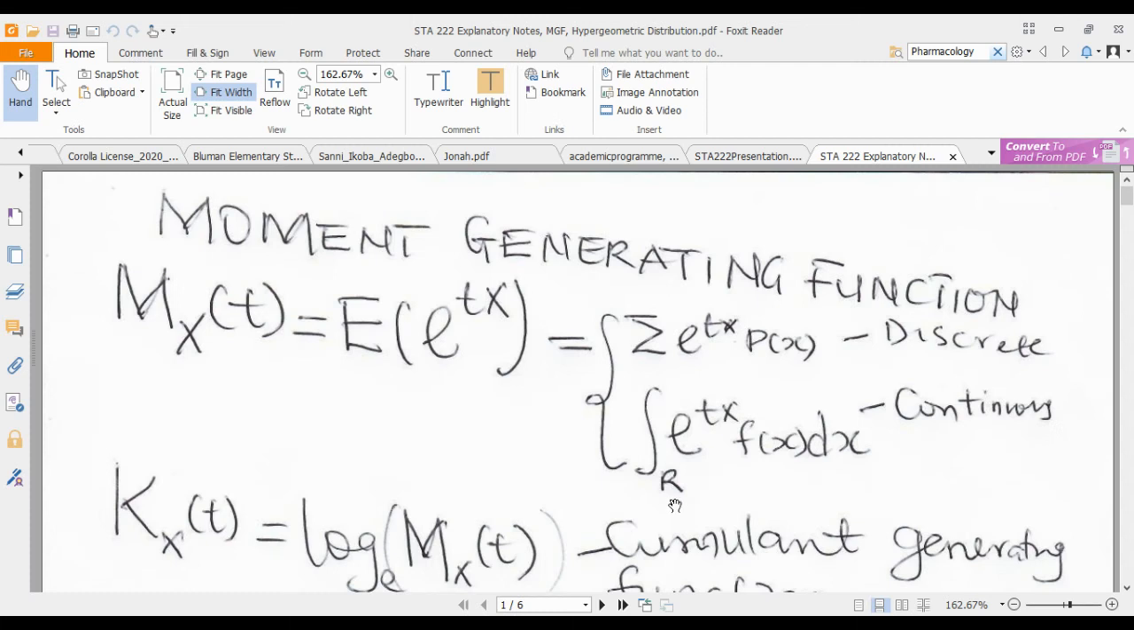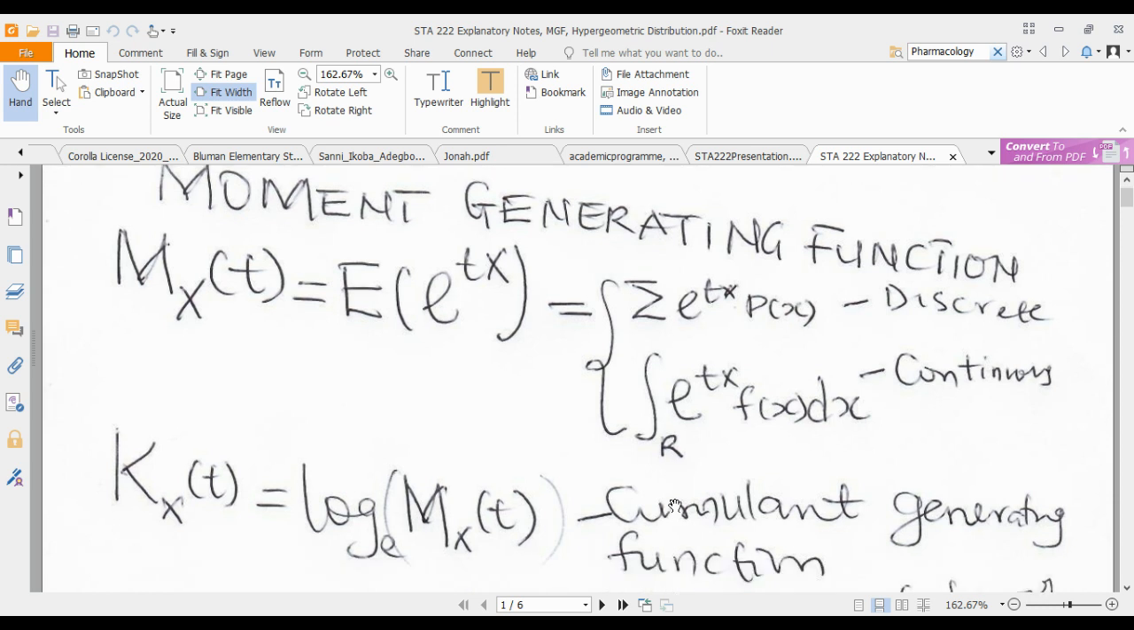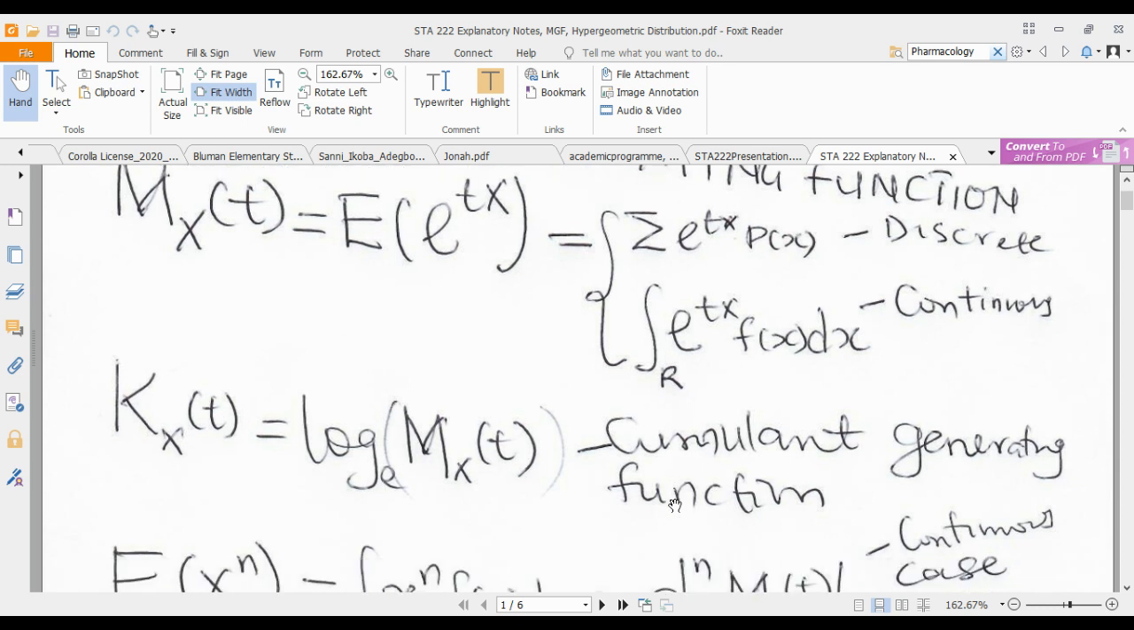The moment generating function is given by M_X(t), which is equal to the expected value of e to the power tX. The difference is that it is a summation for a discrete random variable, while it is an integral for a continuous random variable. The cumulant generating function is K_X(t), which is the natural logarithm of the MGF.